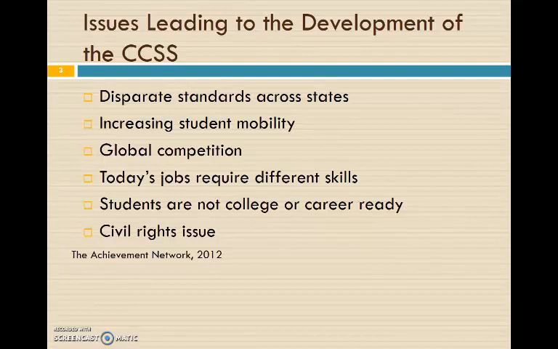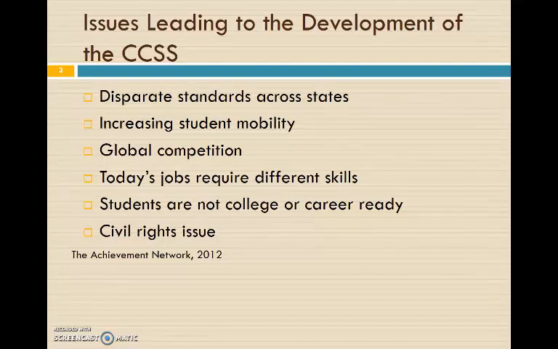And that's a problem. We also see a lot more global competition. So for us to prepare our students to be competitive in the workforce nowadays, they need different sets of skills than they needed just 10 years ago even. And so that goes along with that fourth bullet there.